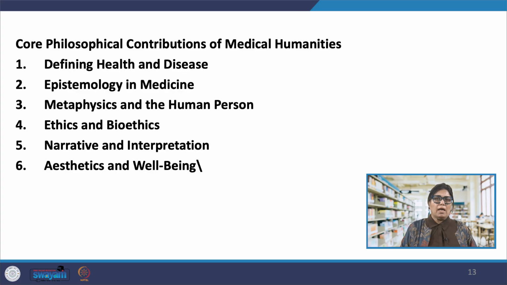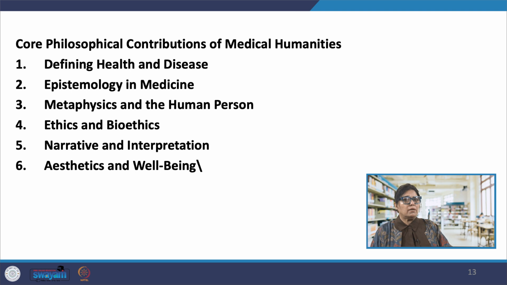Core philosophical contributions to medical humanities include, firstly, defining health and disease. Philosophy interrogates whether health is merely the absence of disease or a positive state of well-being. It examines how culture and values shape these definitions, such as in the case of medicalization, where non-medical conditions like aging are treated as diseases.